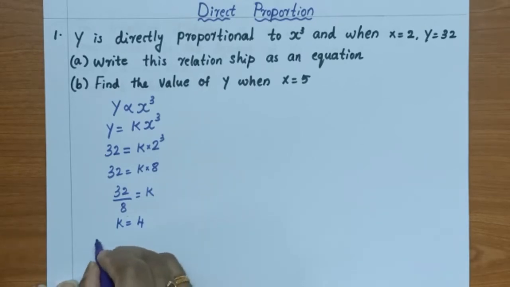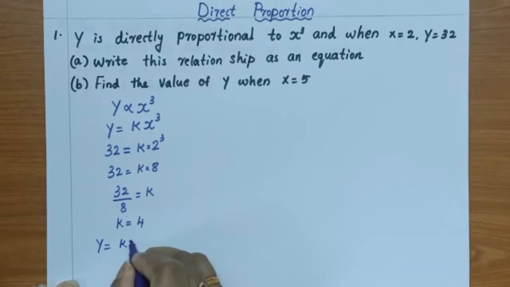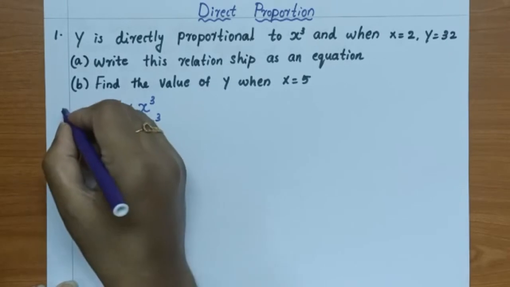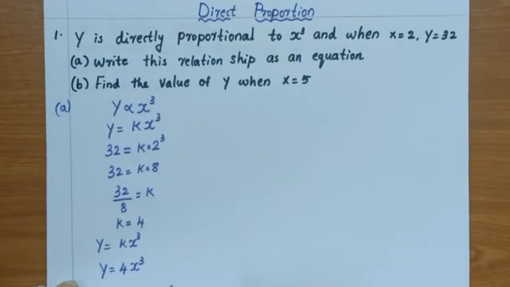So y equal to kx cube. This equation we can rewrite using the value of k. That means y equal to 4x cube. This is the answer for question number A. This is the relationship as an equation. So y equal to 4x cube.